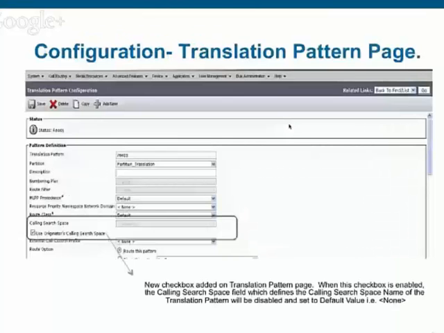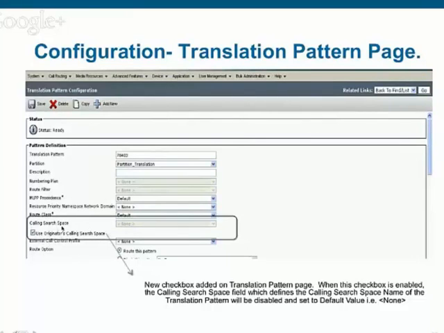So this is how it's going to look. On your translation pattern, you have a small checkbox which says use original calling party CSS, and that's it. One important thing to take note of is that the moment you check this option, your calling search space gets grayed out and is set to none.